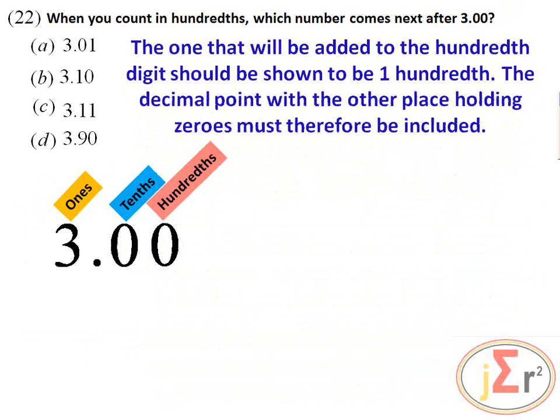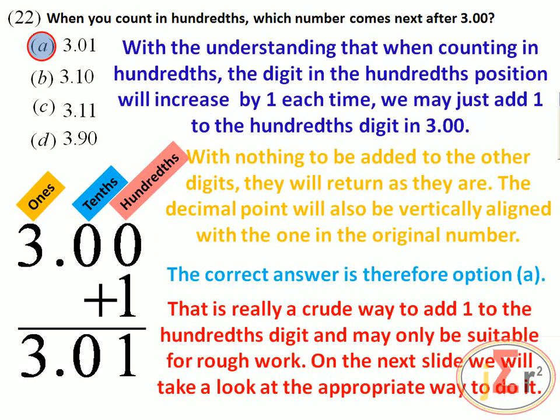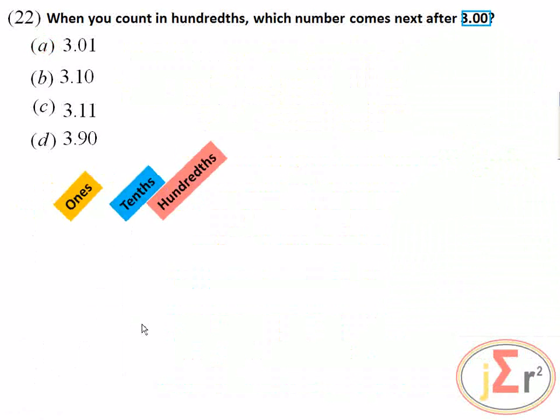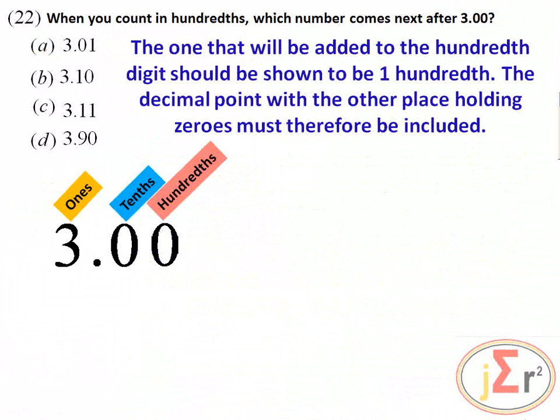The one that will be added to the 100th digit should be shown to be 1/100th. So if we are adding a 1 to the 100th digit, it must be shown to be 1/100th. Let us look at the previous slide. On the previous slide, notice that this one that we have there is just a 1 from outer space, just added right there. But we need to show that it is actually the 100th digit that we are adding 1 to.